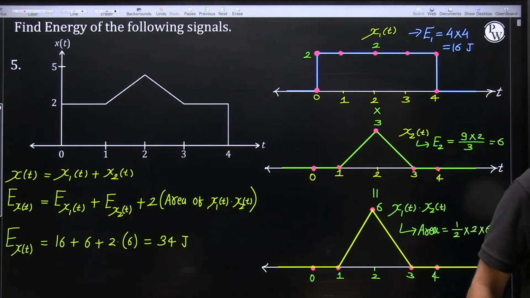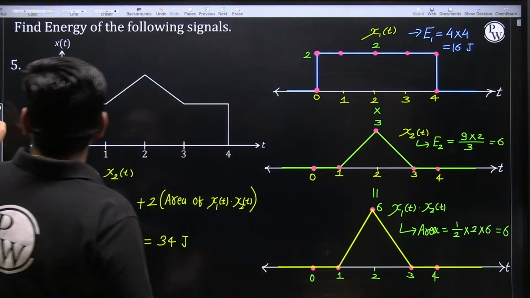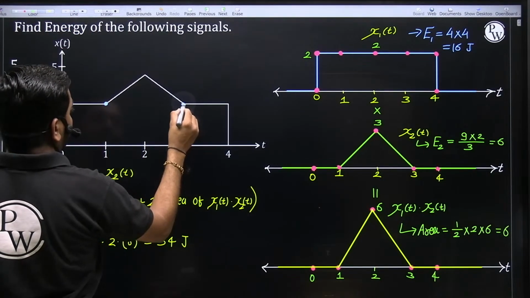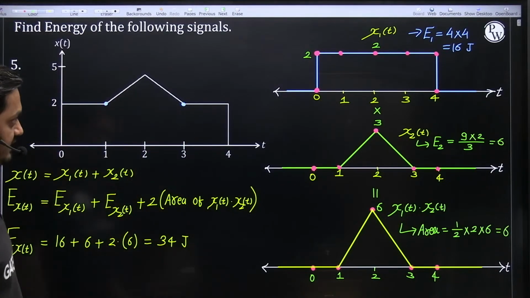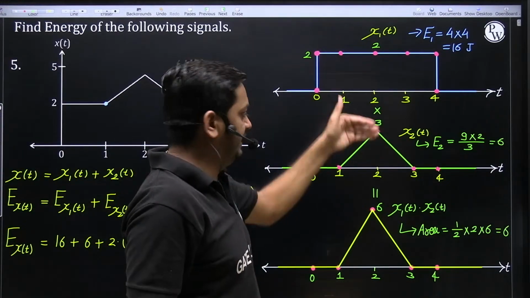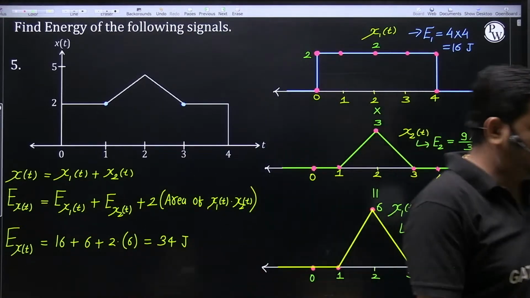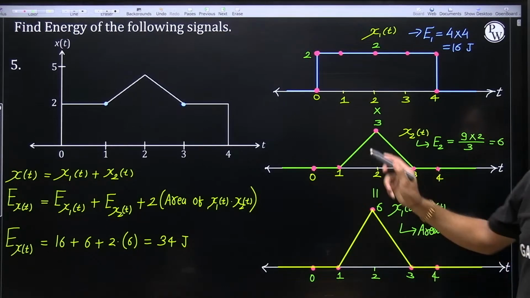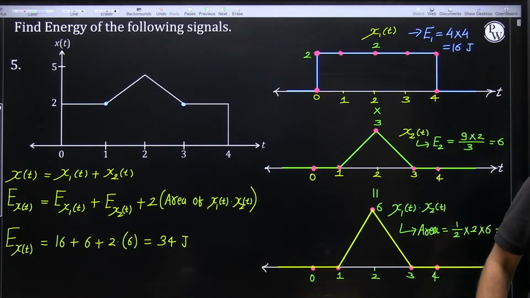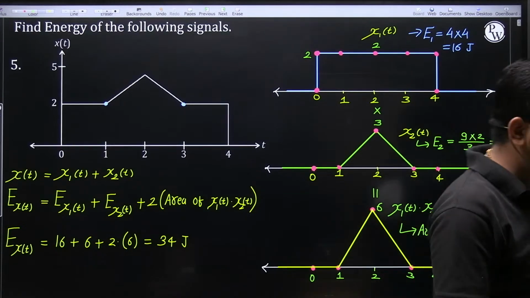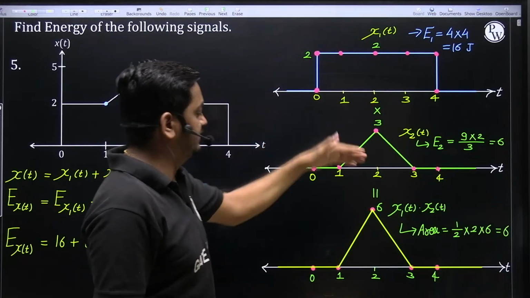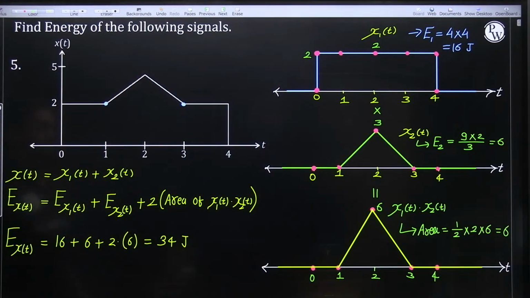Triangle is from 0 to 4. No guys, you can see this triangle is from 1 to 3 only, between 1 and 3. See, can we add x1 and x2 and get x of t? Just add x1 and x2 and tell me, will you get x of t? If you have doubt, then simply add x1 and x2, guys. Make the addition between x1 and x2, you will get x of t, yes or no?